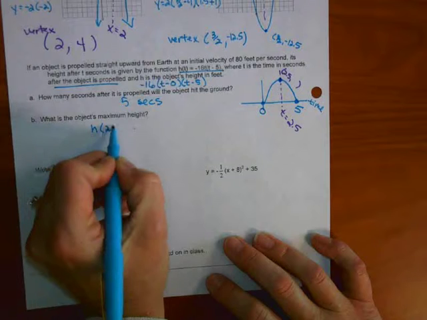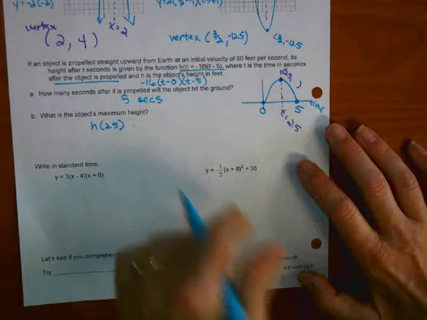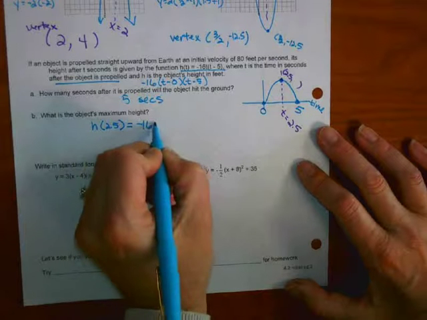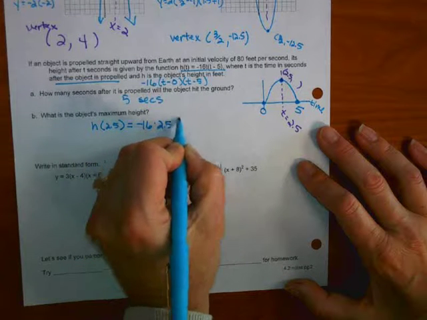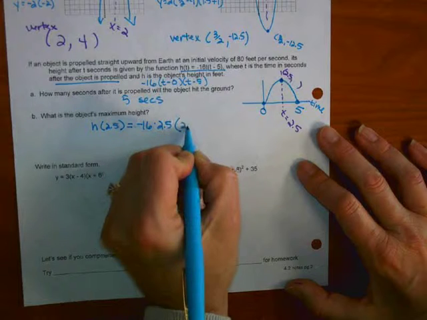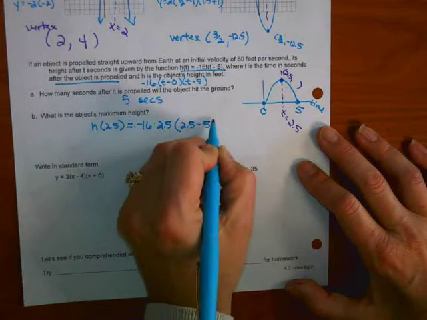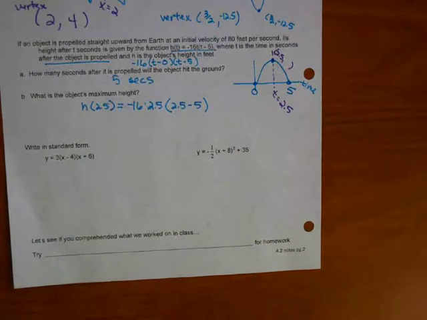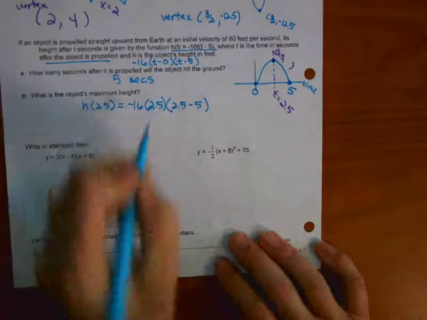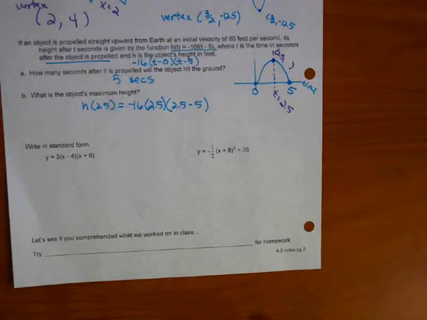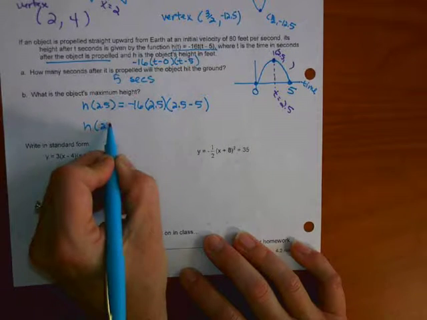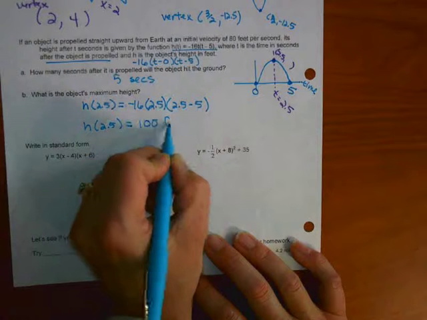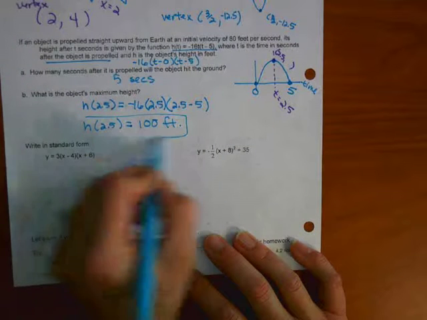h of 2.5, 2.5 is the input going into the function, equals -16 times 2.5 and 2.5 minus 5. You could put this in parentheses too, it's fine. When you do that, after 2.5 seconds, you're going to be at 100 feet. Isn't that cool? It's like physics.